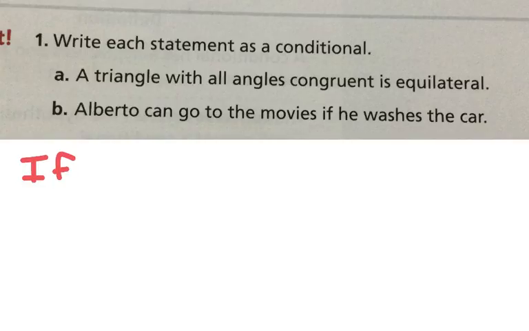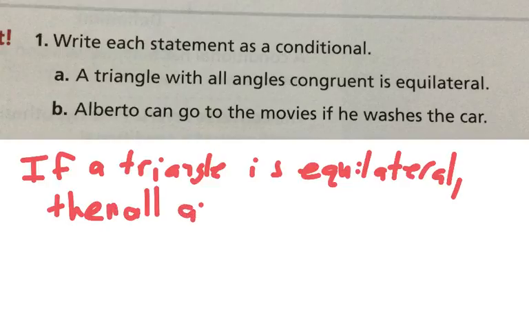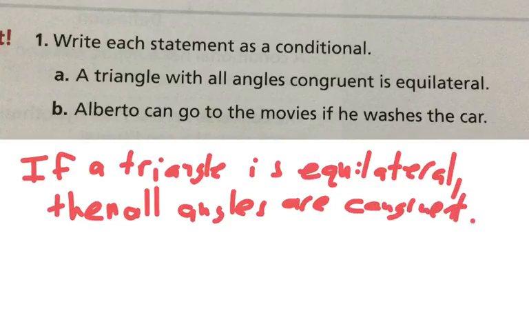Well, I got... you left out equilateral, right? Yeah, which would be important. If a triangle is equilateral, then all angles are congruent. Okay, that would work. Did somebody do something different? If a triangle has all angles congruent, then it is equilateral. Yeah, that would also work. Anybody else?